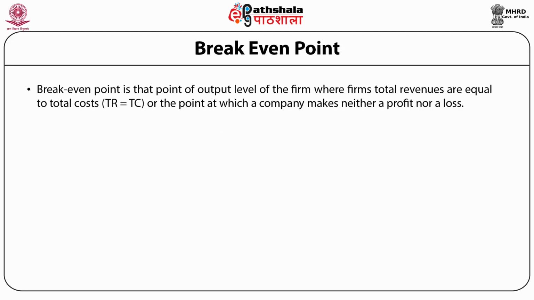Break-even point is that point of output level of the firm where the firm's total revenues are equal to total cost. As discussed earlier, economic profit is the excess of total revenue over the total cost. So the break-even point is the point when total revenues are equal to total cost. The firm neither earns profit nor incurs losses; it is a situation of zero economic profit.